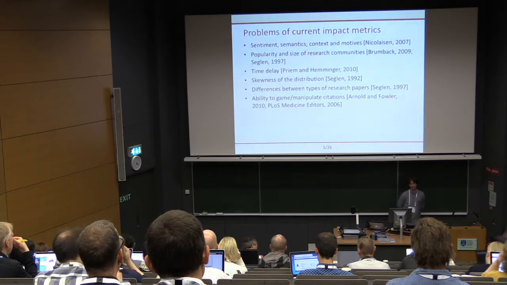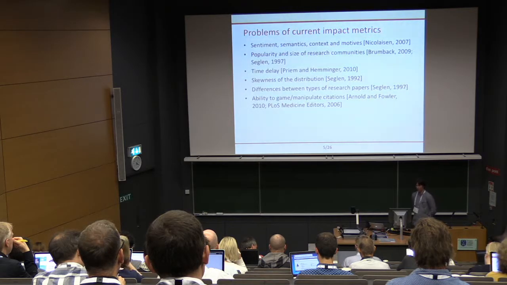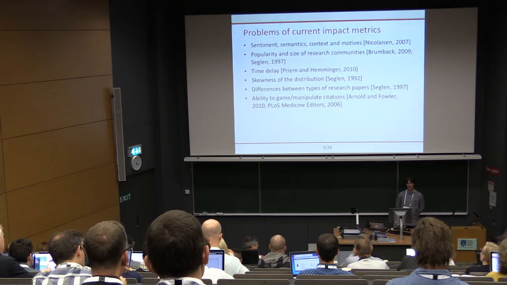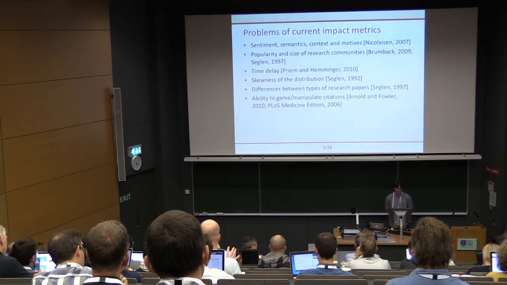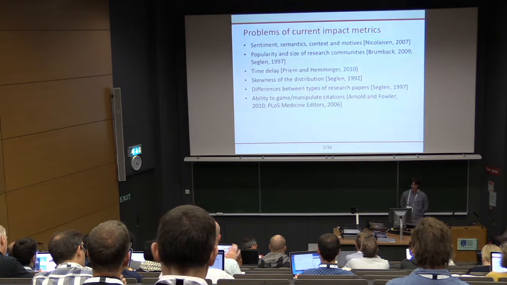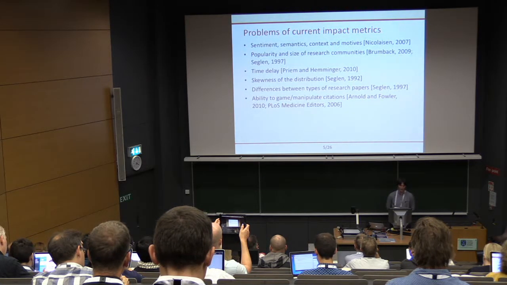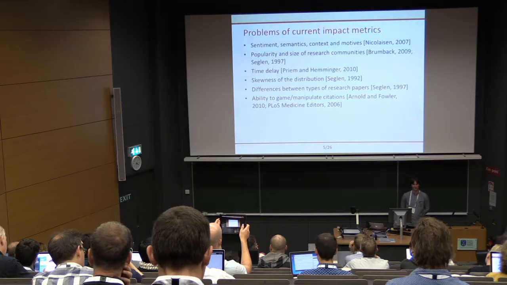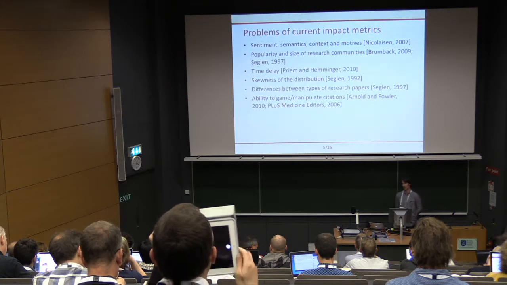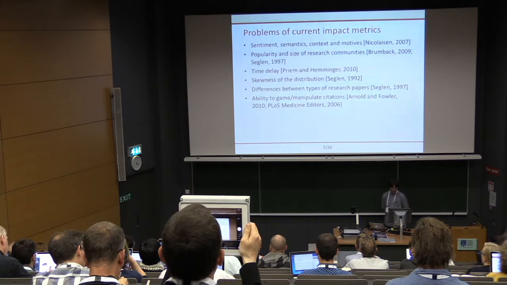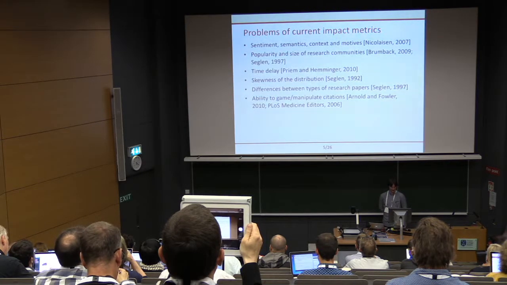So what are the problems of current impact metrics which are based on citations? Sentiment, semantics, contents, and motives. Sentiment is not taken into account. We just count the citations. Popularity and size of research communities is not taken into account. We don't take into account time delays, because it takes differing amounts of time for different types of publications to pick up in terms of citations.